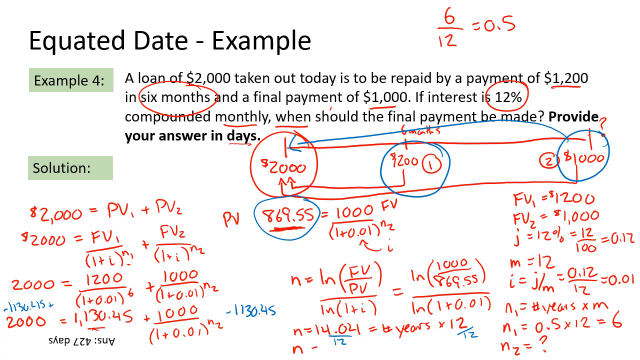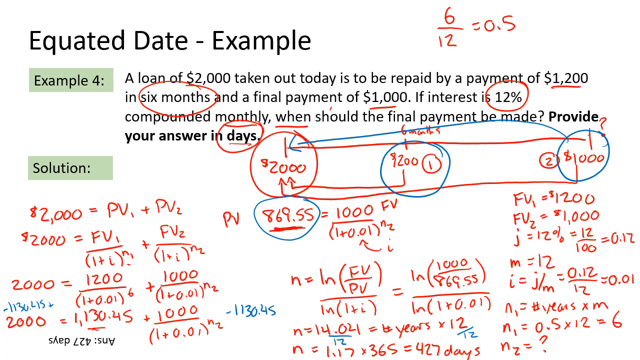So you get that n, the total number of years, is equal to 1.17, and you could multiply that by 365 days in the year, because remember, our answer has to be in days, and you get 427 days.